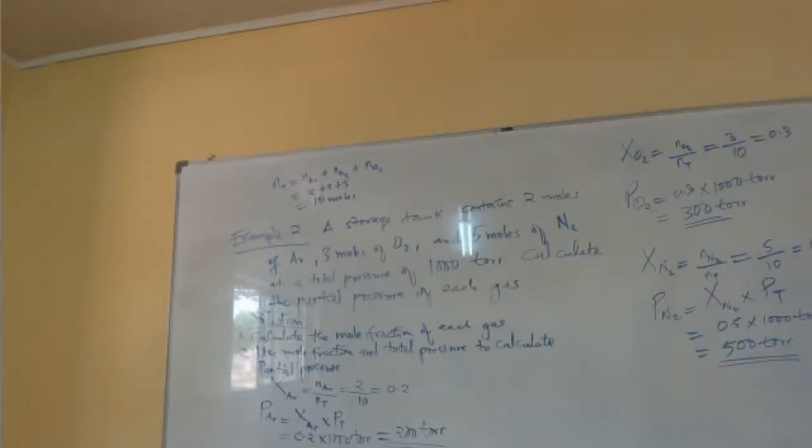One thing that you have to remember is that the partial pressures of individual gases must add up to the total pressure within the mixture. So in this case, we expect that the addition of these partial pressures should be equal to 1000. So you can check our calculation: 500 plus 300 plus 200, we get 1000 torr. So that is how you calculate the partial pressures.